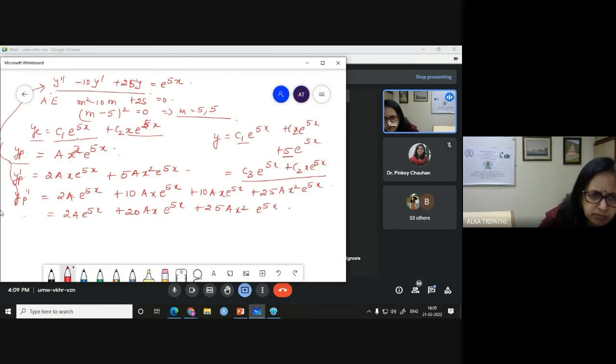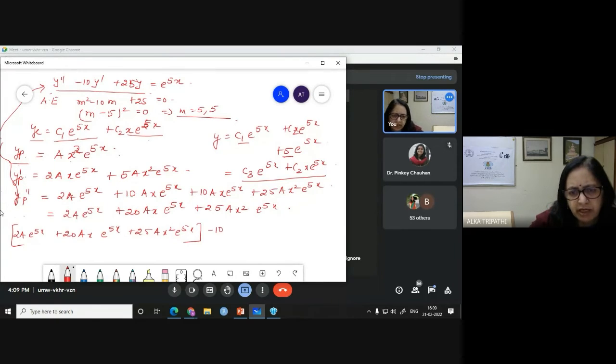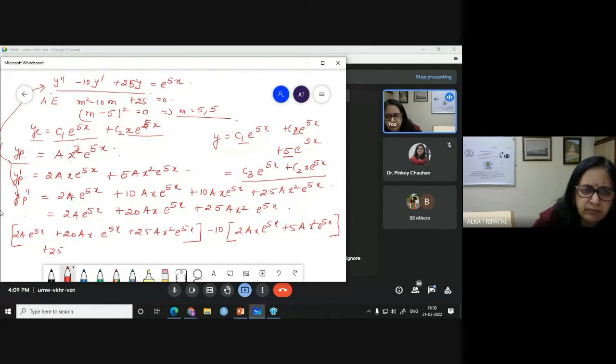So y double dash means 2a e to the power 5x plus 20 ax e to the power 5x plus 25 ax square e to the power 5x, minus 10 times (2ax e to the power 5x plus 5ax square e to the power 5x), plus 25 ax square e to the power 5x equal to e to the power 5x.